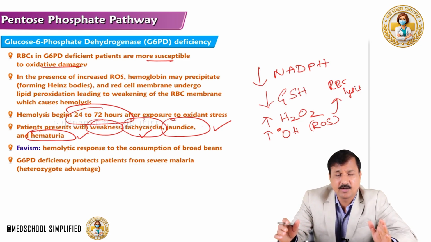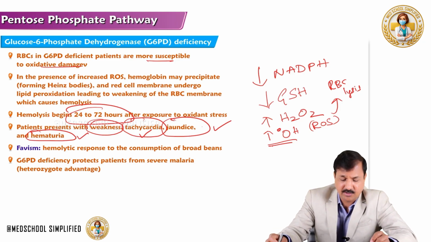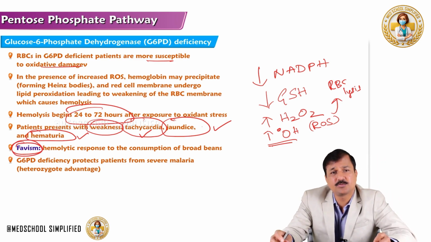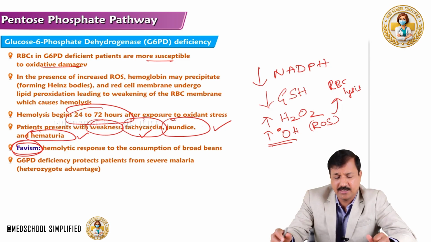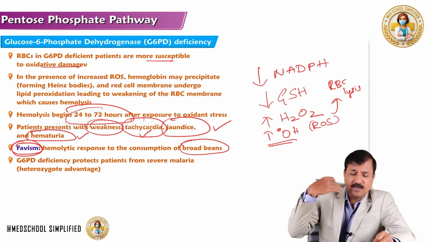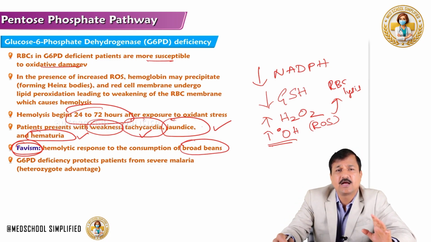All these signs the patient will show upon exposure to a triggering event or triggering agent that leads to elevated levels of hydroxyl radical, which is coming from hydrogen peroxide. And also there is something called favism. Favism is a hemolytic response to consumption of broad beans or fava beans, and that is seen in patients with glucose-6-phosphate dehydrogenase deficiency. So if the patient already has glucose-6-phosphate dehydrogenase deficiency and consumes fava beans, which will release more and more oxygen radicals, that will lead to hemolytic crisis.